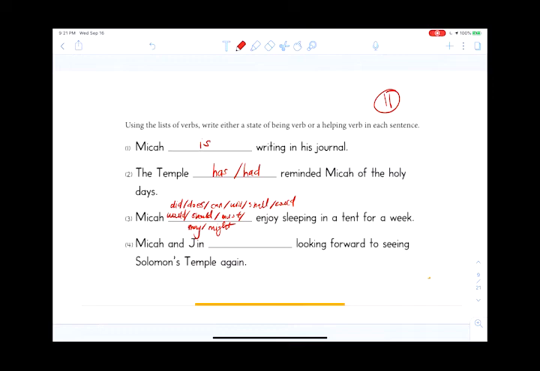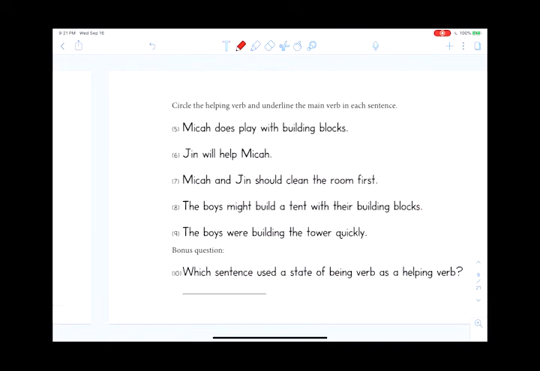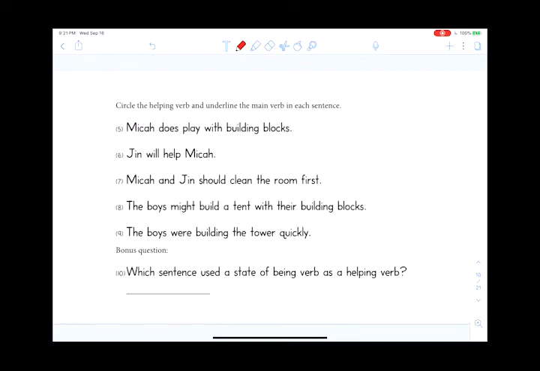Micah and Jin are or were looking forward to seeing Solomon's temple again. Great, let's move on. Now, circle the helping verb and underline the main verb in each sentence. Pause this video and complete the exercise.